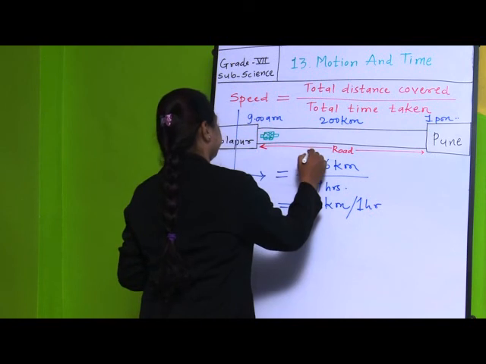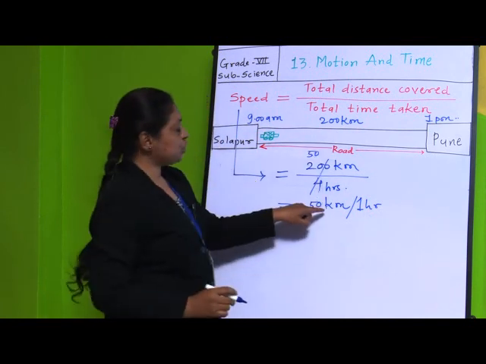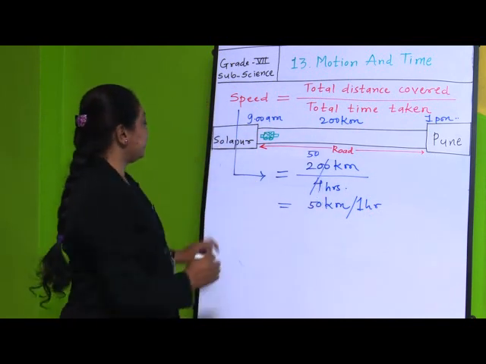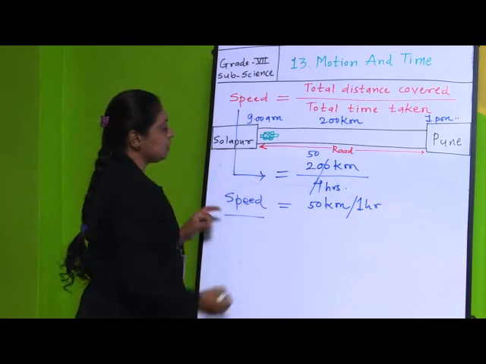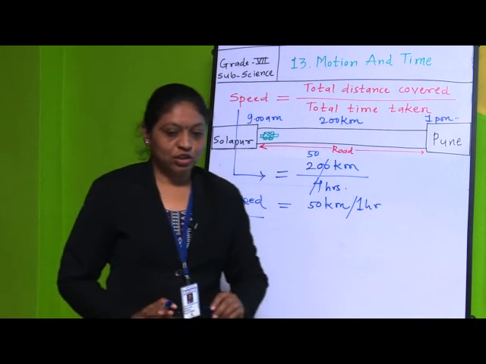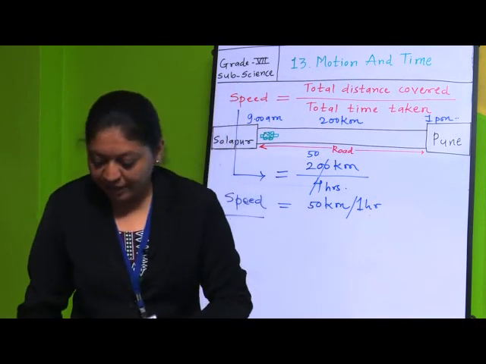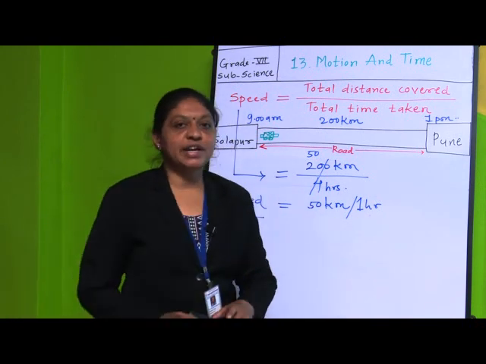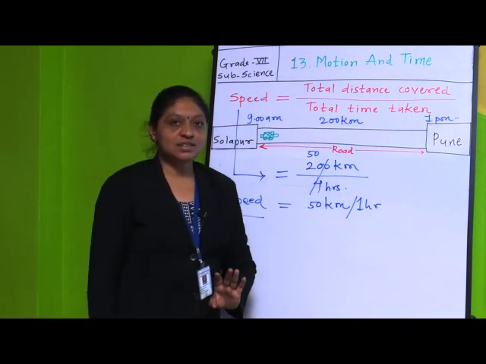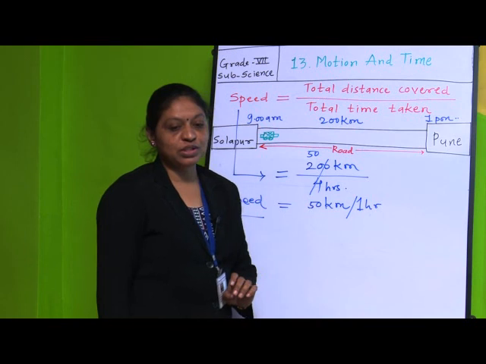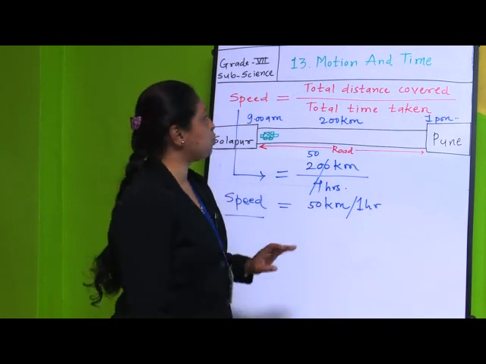Okay. So this is 50 kilometers per hour. So what will be the speed here? Speed will be 50 kilometers per hour. So like this we can calculate the speed of any object or any vehicle. So have you got this? Okay, hope you understood this. So let us move to our next point.